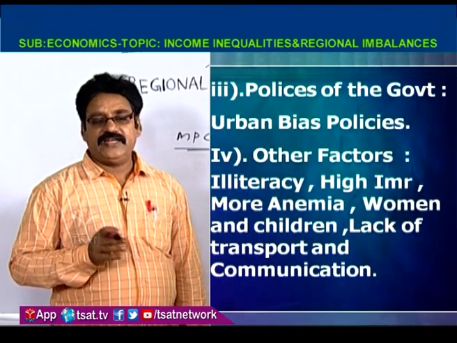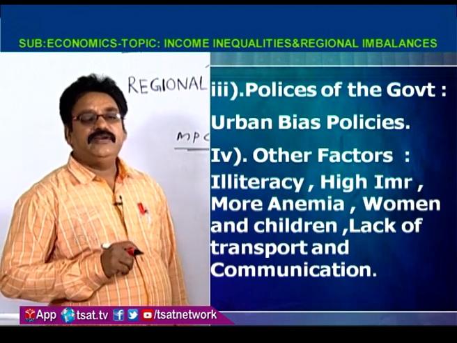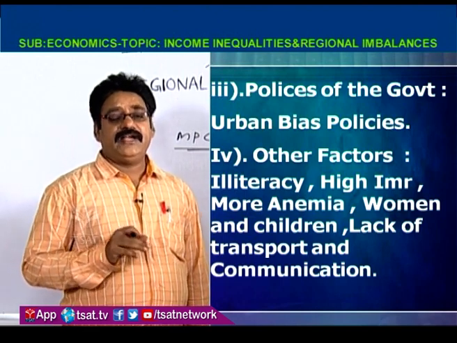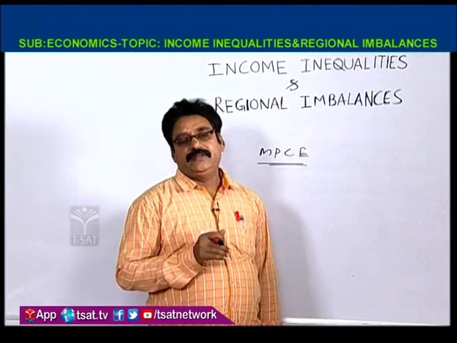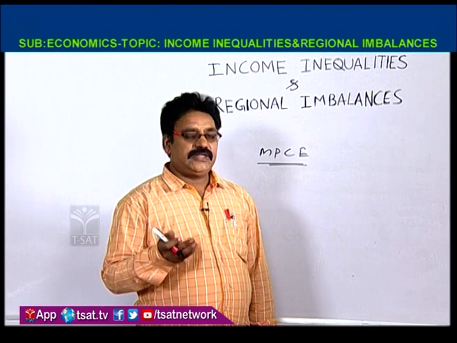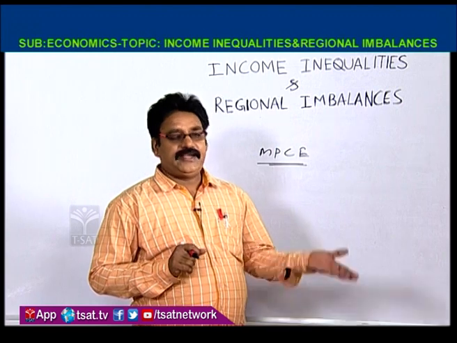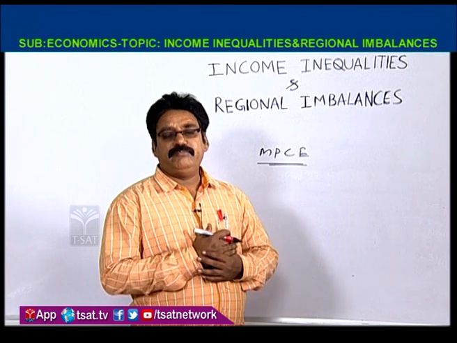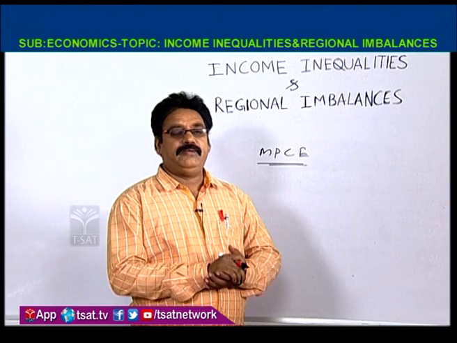Other factors: illiteracy, high infant mortality rate, IMR, more anemia in women and children, lack of transport system and communication system. So many people stay in the rural villages only, they won't move from there, they won't improve their living conditions, they won't develop themselves. This is also one of the reasons for the downward condition of rural poor people. One side urban is upward and rural people are downward. This increases the rural urban imbalance.